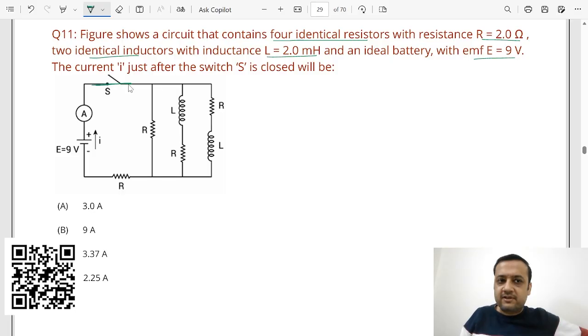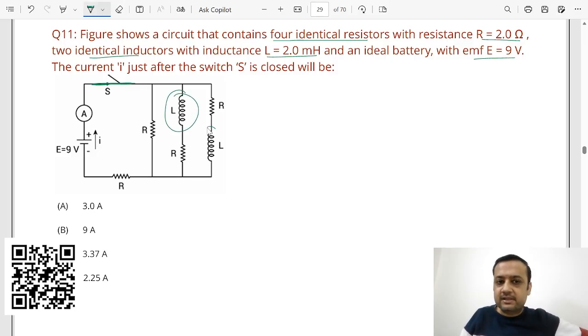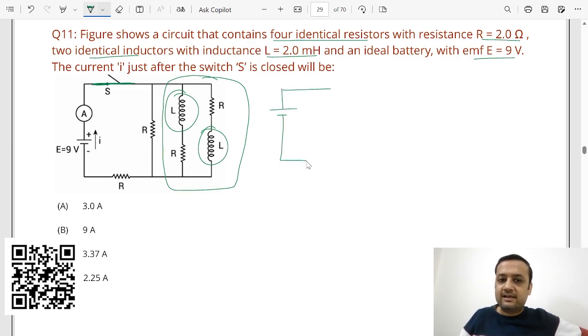Now we know that just after the switch is closed, the inductor will behave as an open circuit. So the inductor will offer infinite resistance, so you can ignore this. You can say that this inductor was not present, this inductor was not present. So this part of the circuit is not going to have any current, because this wire can be assumed broken and this wire can be assumed broken. So effectively the circuit becomes just these two resistors, this resistor and this resistor, right?